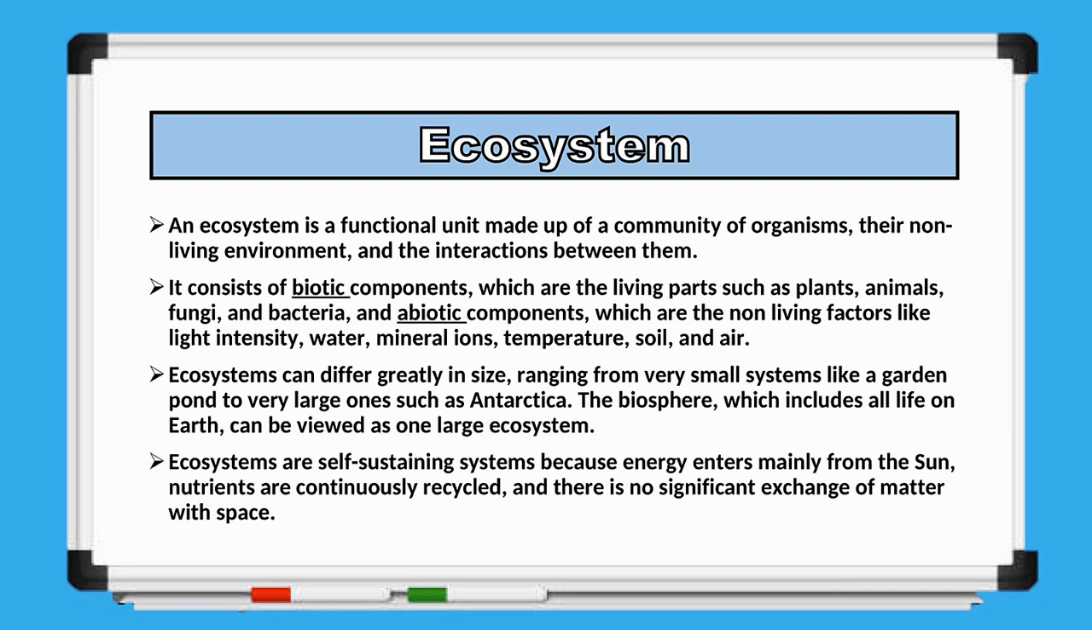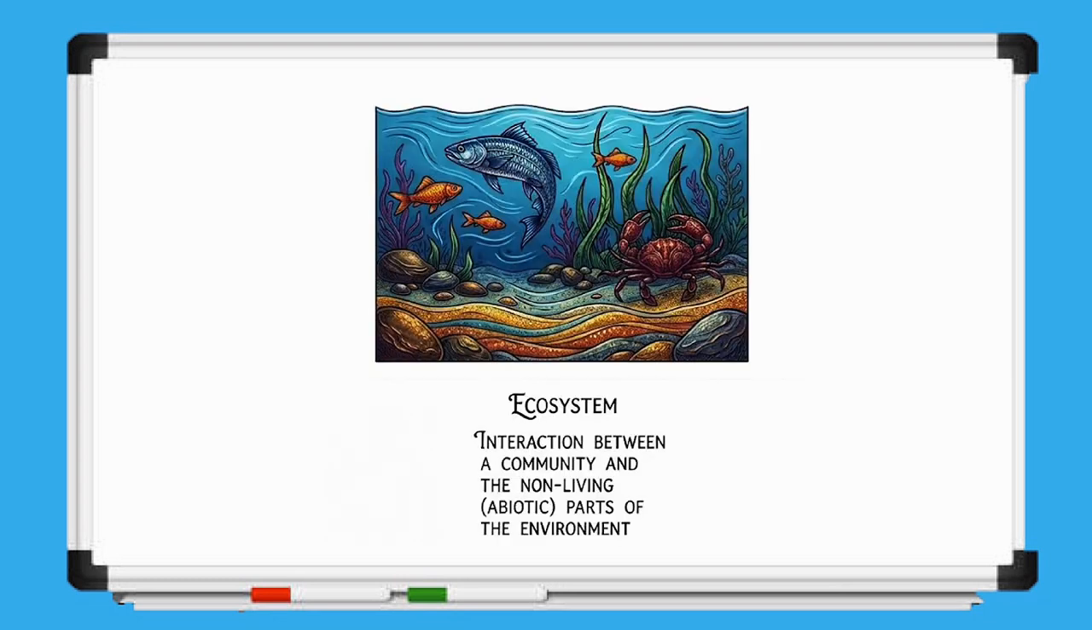An ecosystem is also a self-sustaining system. Energy enters mainly from the sun, flows through food chains and food webs, while nutrients are continuously recycled by decomposers and other natural processes. In this way, ecosystems continue to function by maintaining a balance between living organisms and their environment. As you can see in the diagram, an ecosystem consists of the interaction between a community of organisms and the non-living parts of the environment.